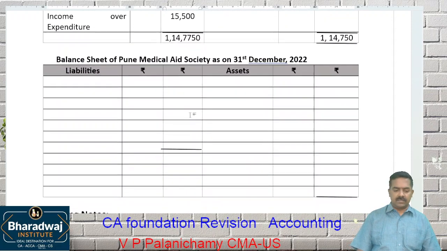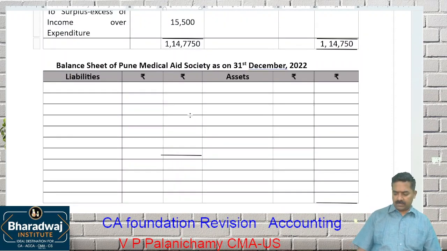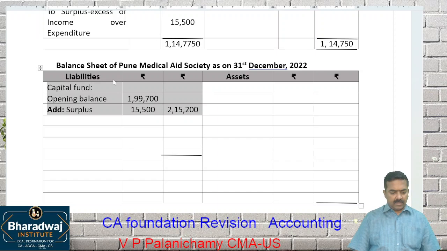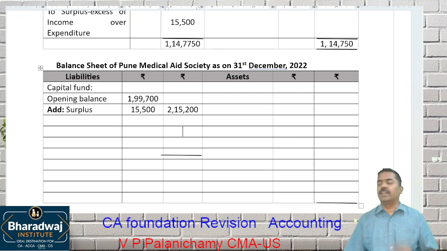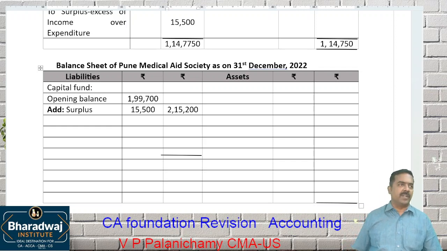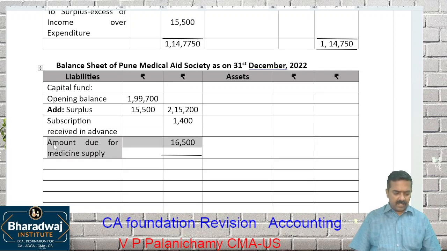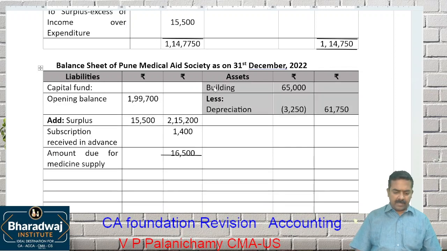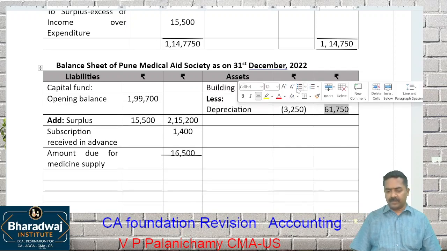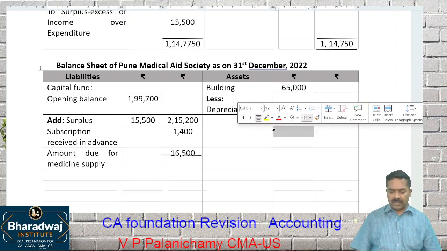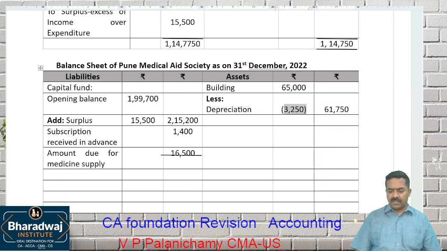Shall we check the answer? See, capital fund opening balance plus surplus, you get 2,15,200. Any specific receipts, donation for building fund, endowment fund, entrance fees, anything of that sort? No. Then subscription received in advance will come on the liability side. Amount due for medicine supply, nothing but the creditors, will come. Then building minus depreciation, 61,750. Building was 65,000 minus depreciation we worked out as a balance. So 61,750 is the closing balance given to us.